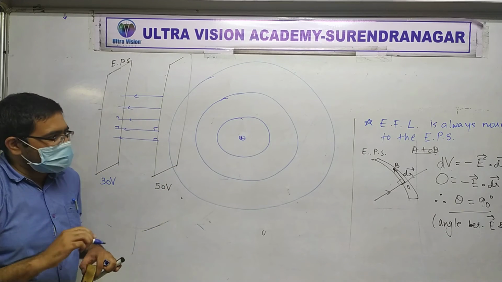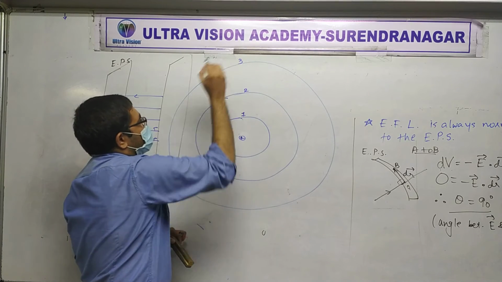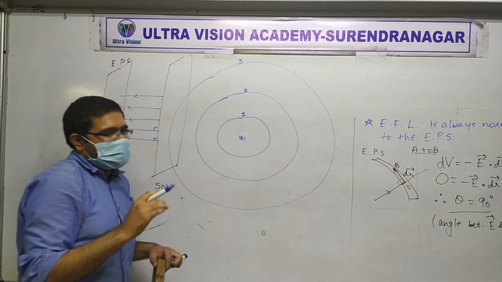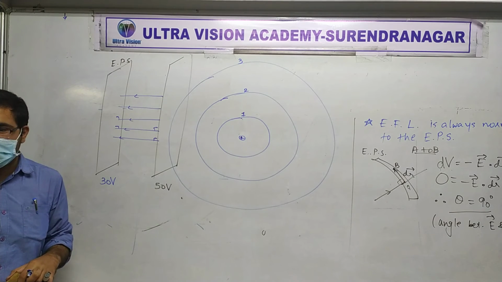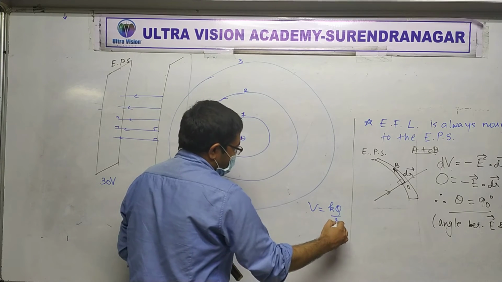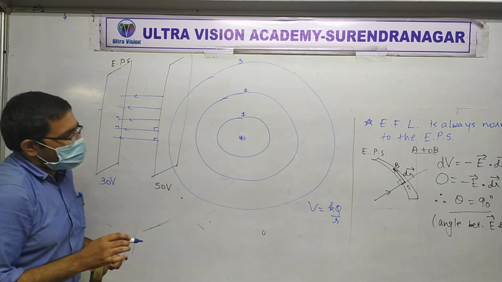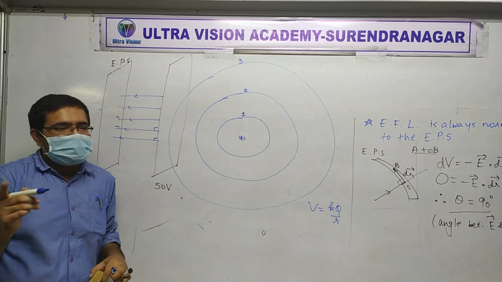If it's a positive charge at the center, then which equipotential surface, 1, 2 or 3, will be at higher potential? The first one. Why the first one? Because it's close. What is the formula of potential? V equals kQ by r. So if the distance is less, potential is more. So V1 will be greater than V2, which will be greater than V3.